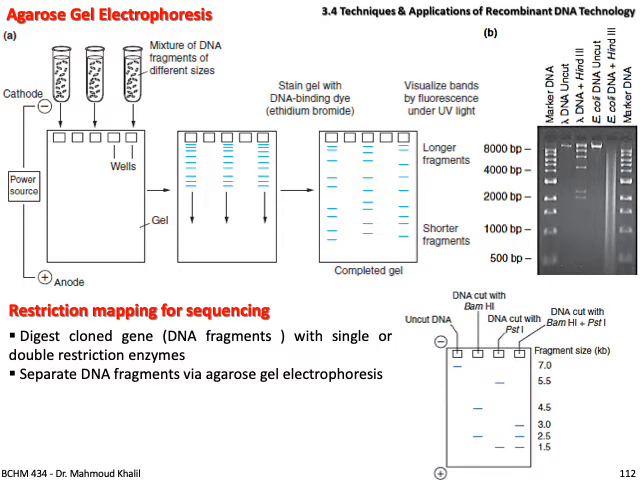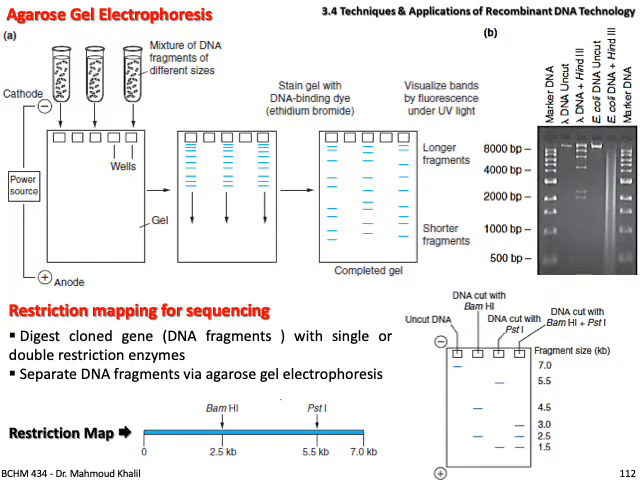So restriction mapping can be used for sequencing. We can digest a cloned gene, the DNA fragment, with a single or double restriction enzyme. Then we separate the DNA fragments via agarose gel. So you can see from the figure the difference between using one single restriction enzyme, and when you use double restriction enzymes.